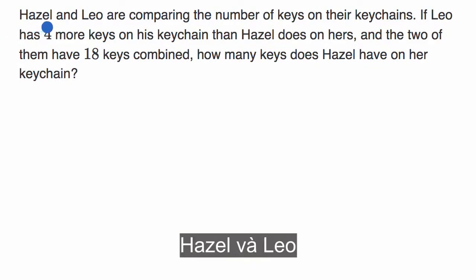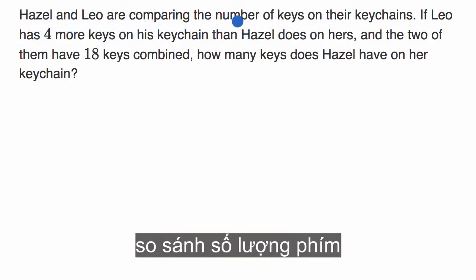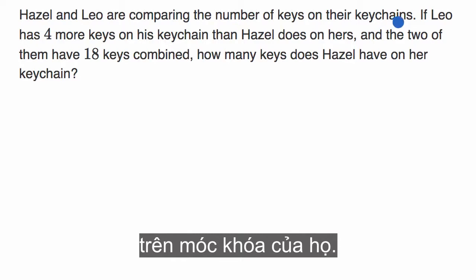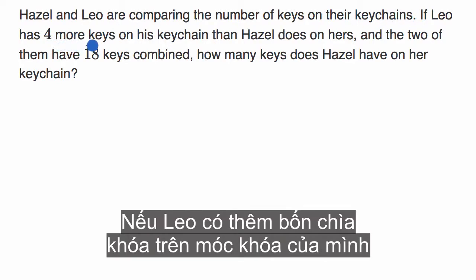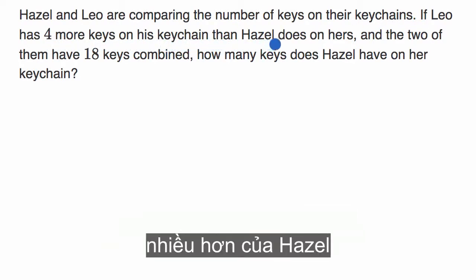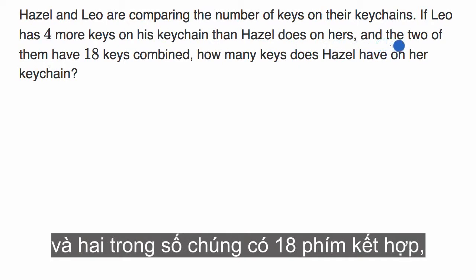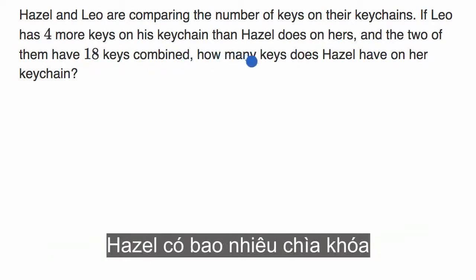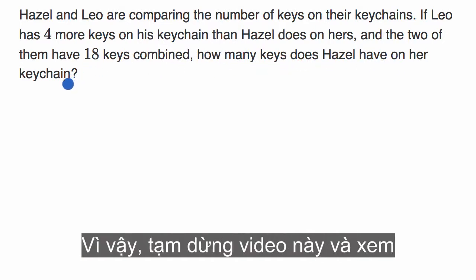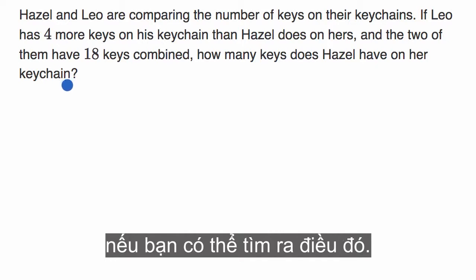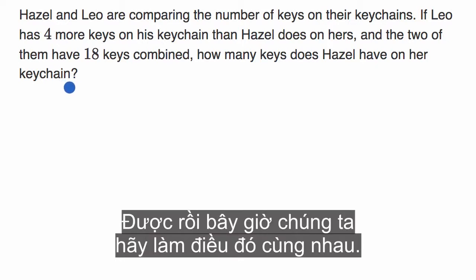We're told that Hazel and Leo are comparing the number of keys on their keychains. If Leo has 4 more keys on his keychain than Hazel does on hers, and the two of them have 18 keys combined, how many keys does Hazel have on her keychain? So pause this video and see if you can figure that out. Okay, now let's do it together.